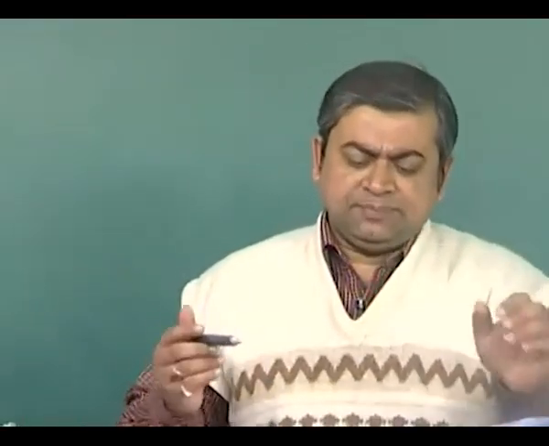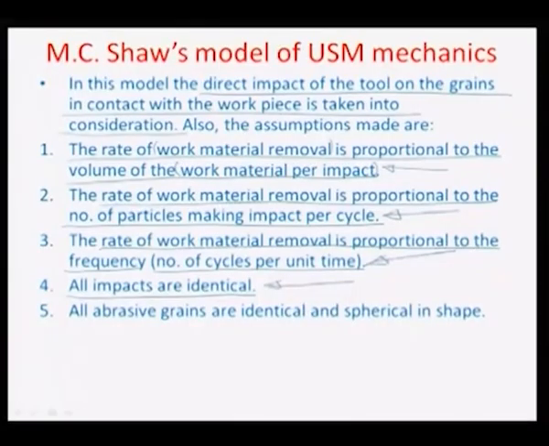So this is the idealized condition of operation of the USM. All impacts are assumed this way to be identical in the Shaw's model, and one more important factor is that all abrasive grains are assumed to be identical and spherical in shape. So these are the 5 assumptions that the Shaw's model makes.